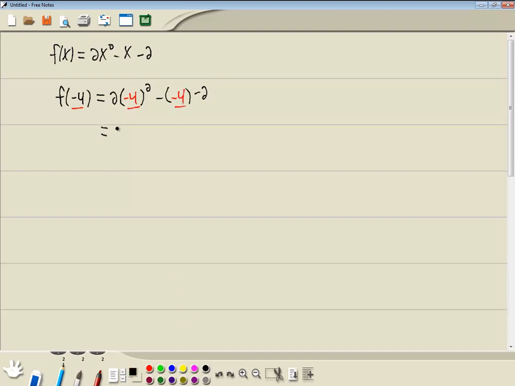And then we want to simplify that. Now, negative 4 squared is 16. Negative negative becomes a positive 4 minus 2, which gives us 32 plus 4 minus 2, which is 36 minus 2, or 34. And that's our answer.